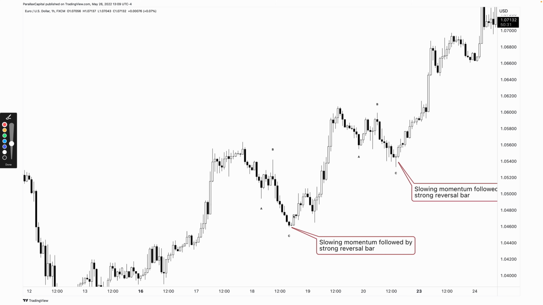Notice how it both makes a higher high and a higher close relative to the candle immediately preceding it. So this could be your trigger candle, your entry candle. You could enter the market on a close of this candle right here.